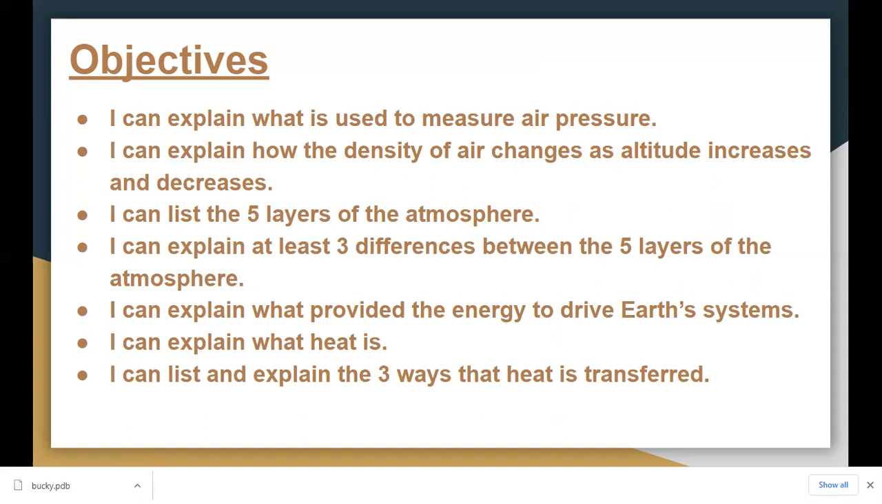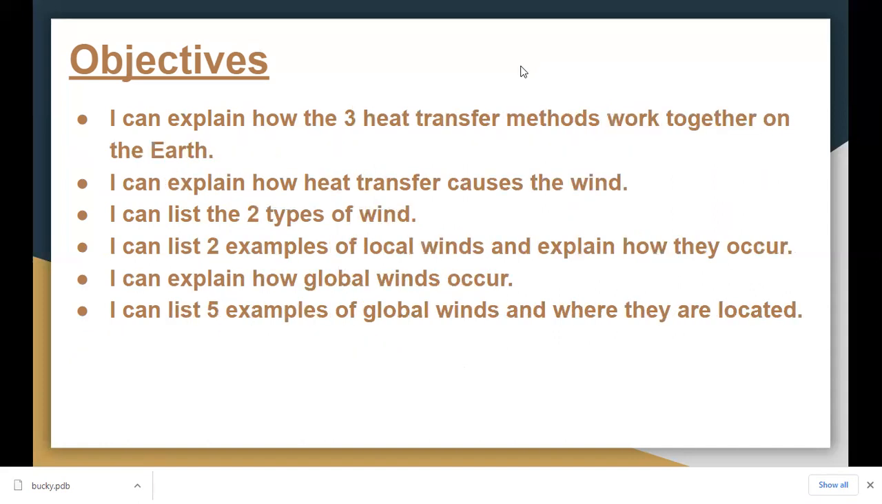I can list the five layers of the atmosphere. I can explain at least three differences between the five layers of the atmosphere. I can explain what provides the energy to drive Earth's systems, and I can explain what heat is. I can list and explain the three ways that heat is transferred. And the final page, I can explain how the three heat transfer methods work together on the Earth. I can explain how heat transfer causes the wind. I can list the two types of wind. I can list two examples of local winds and explain how they occur. I can explain how global winds occur, and I can list five examples of global winds and where they are located.